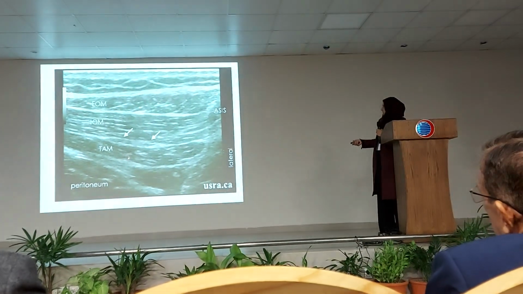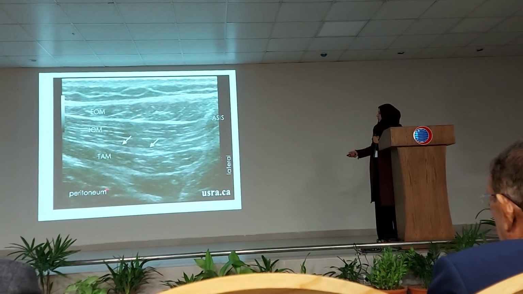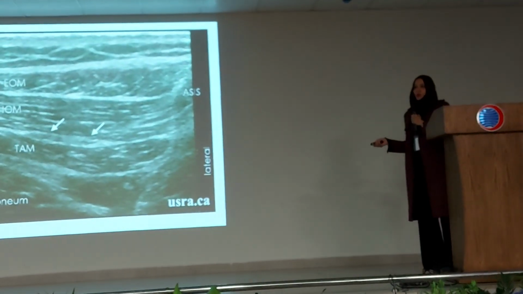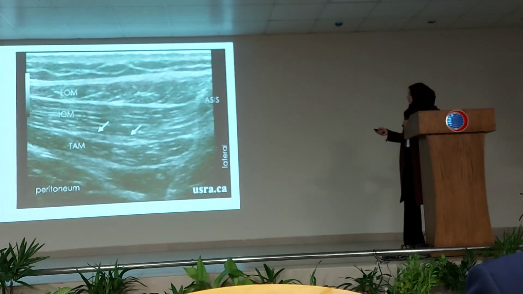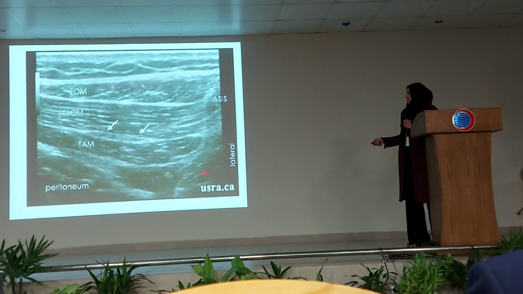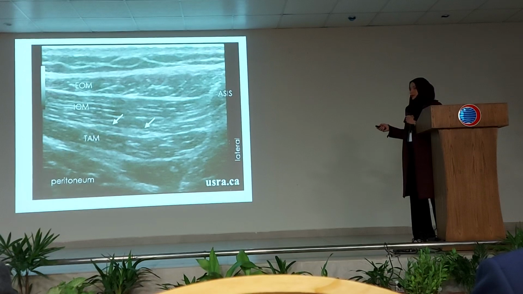It has three layers. On the side there is the ASIS, the anterior superior iliac spine. Below is the peritoneum. So for the postgraduate or undergraduate students, it is important that they should have achieved this picture on the ultrasound screen.